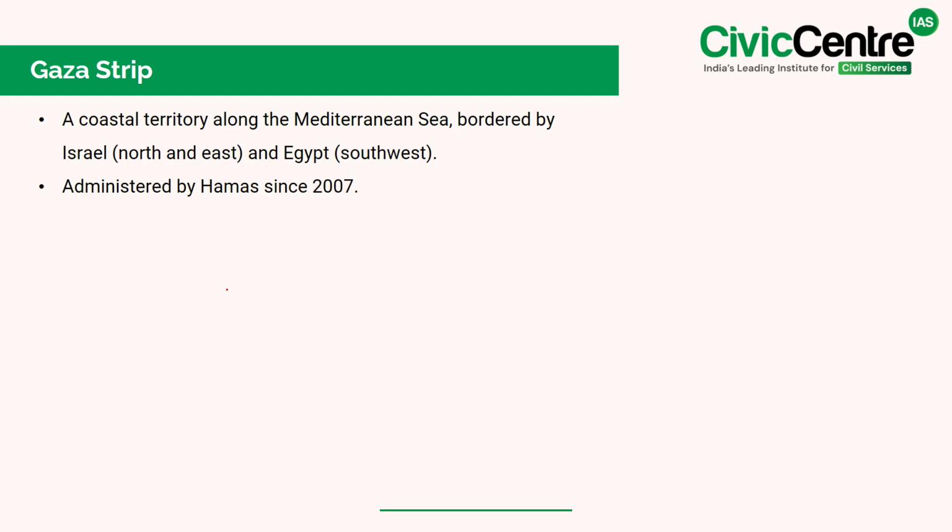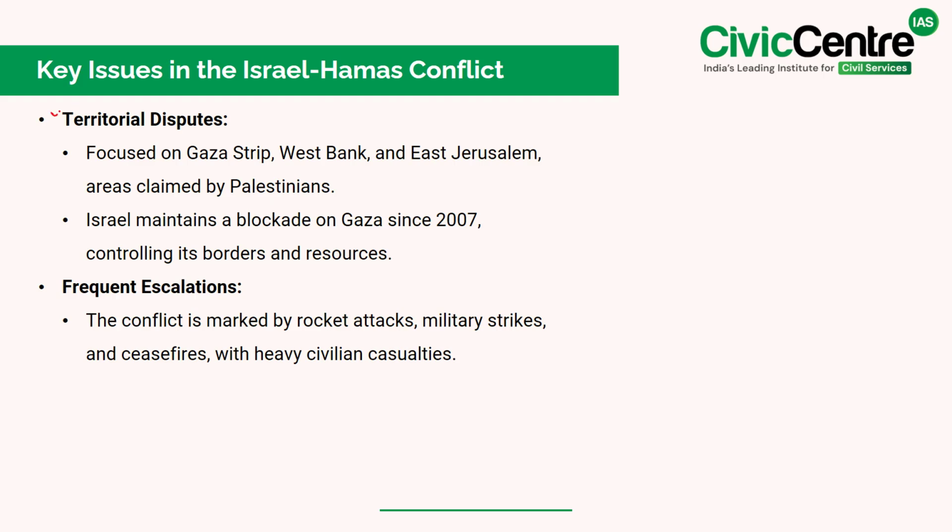Now, coming to the Gaza Strip, it is a coastal territory along the Mediterranean Sea, which is bordered by Israel to the north and east and Egypt to the southwest. And since 2007, Hamas has administered Gaza, while Israel maintains a blockade controlling its borders and resources, further intensifying the territorial disputes. And the primary areas of conflict include the Gaza Strip, the West Bank, and also East Jerusalem, all of which are claimed by the Palestinians as part of their future state. And also, the Israel-Hamas conflict is characterized by recurrent violence with rocket attacks, air strikes, and ceasefires, often resulting in heavy civilian casualties on both sides.